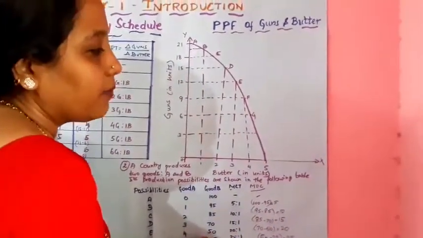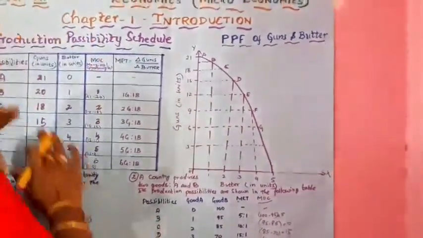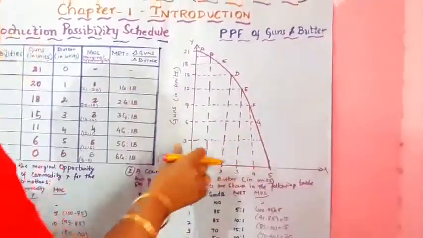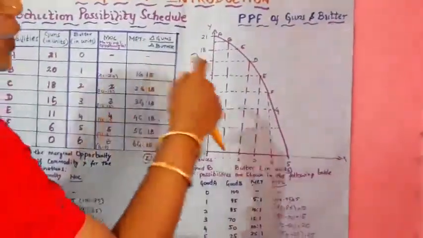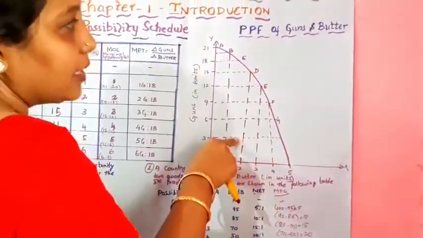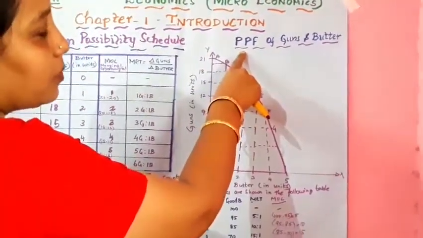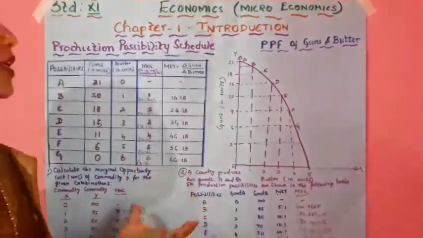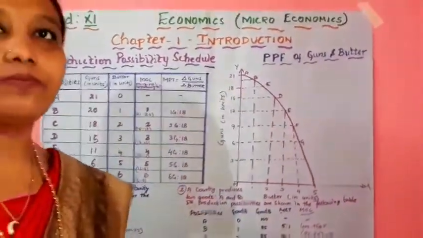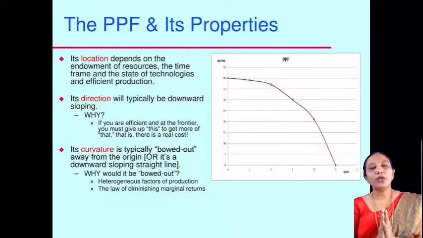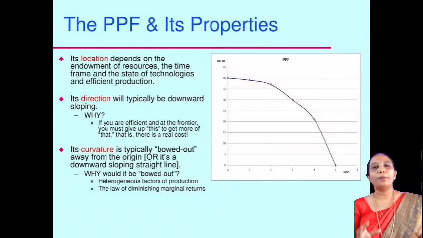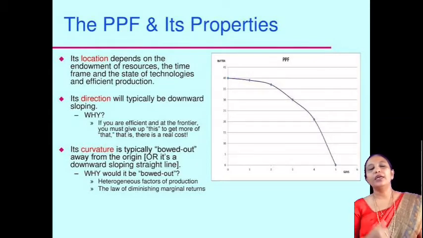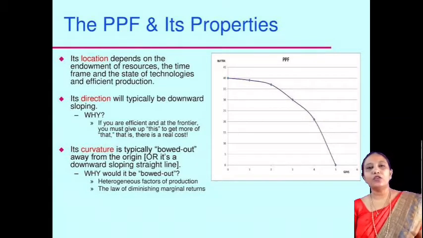Okay, now you understand this whole concept, the production possibility schedule and the production possibility frontier. When the production possibility schedule comes under graphical representation, we term that a production possibility frontier. Okay, now we will have a deep discussion about this. We are going to discuss the properties of PPF. What are the properties actually? There are two main properties of the PPF.